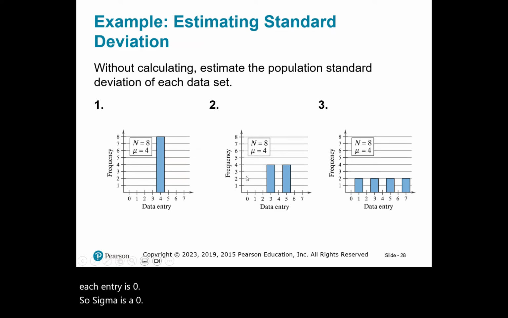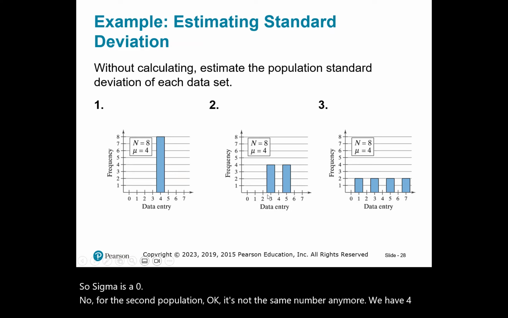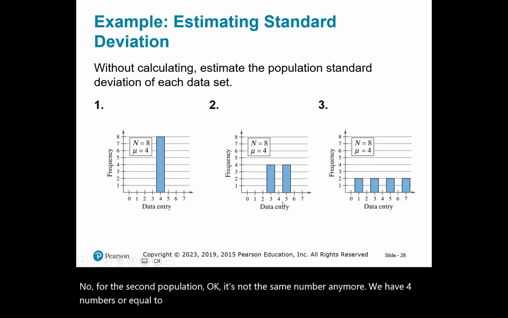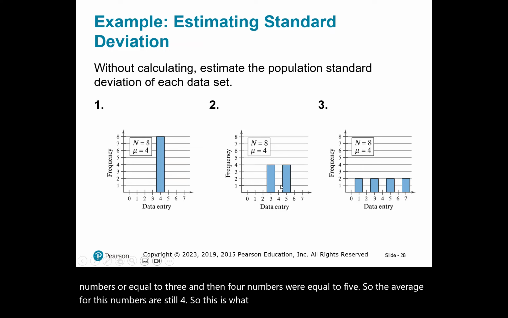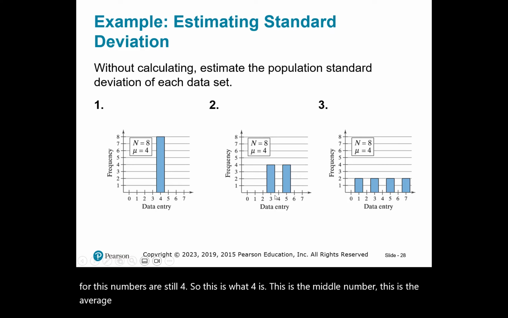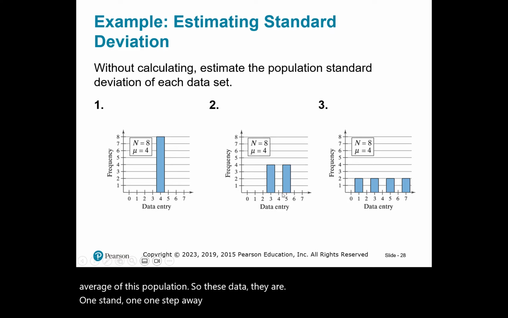Now, for the second population, it's not the same number anymore. We have 4 numbers equal to 3, and 4 numbers equal to 5. So the average for these numbers is still 4. This is the middle number, the average of this population. So these data points are one step away from the mean, and these are also one step away from the mean.